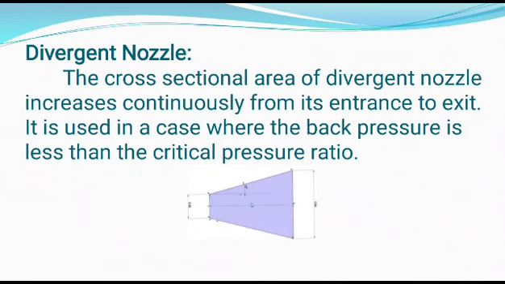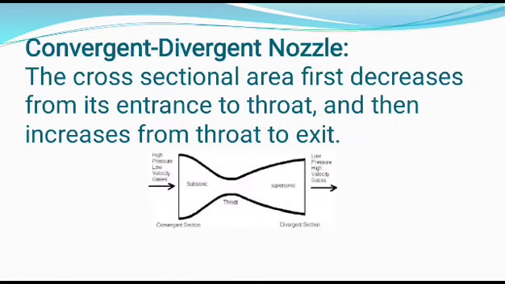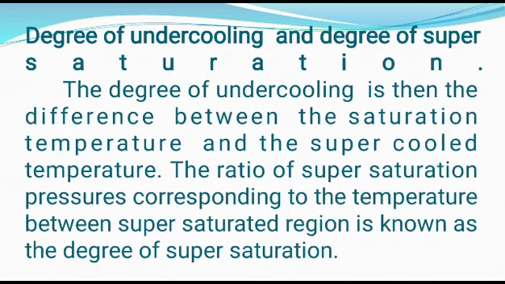Divergent nozzle. The cross section area of the divergent nozzle increases continuously from its entrance to exit. It is used in a case where the back pressure is less than the critical pressure ratio. Convergent and divergent nozzle. The cross section area first decreases from its entrance to the throat and then increases from throat to exit. It is a convergent divergent nozzle.